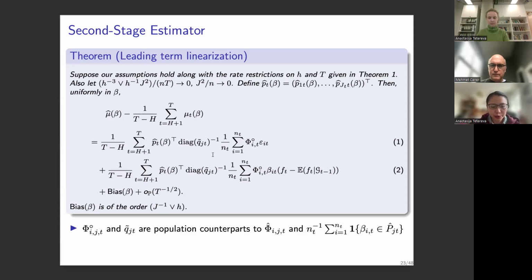We have the leading term linearization, which is formed of two terms. One term is the average of the idiosyncratic term. This is usually what you have when you do non-parametric regression. And we know the rate is roughly root N times root J, something like that. And this one is typically faster.